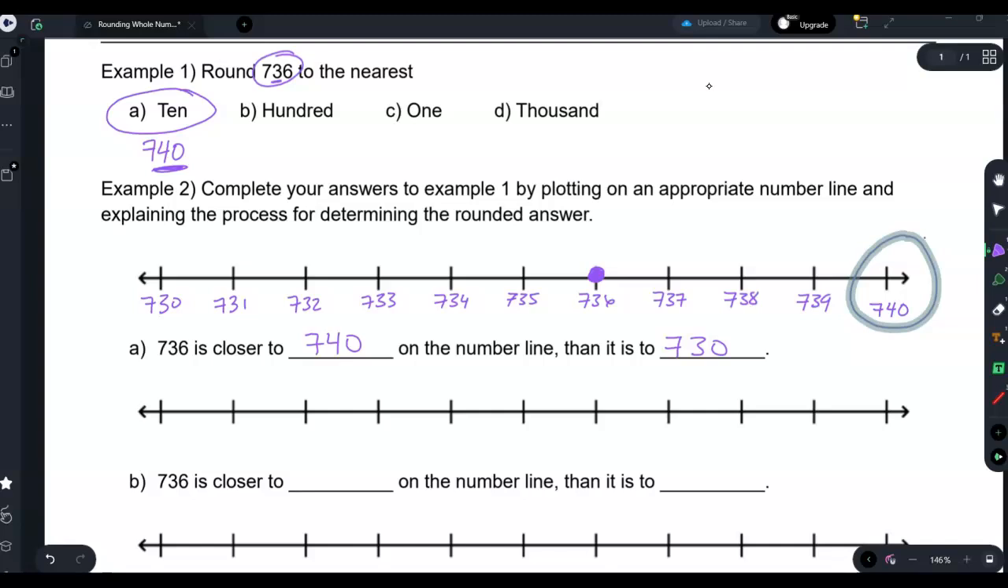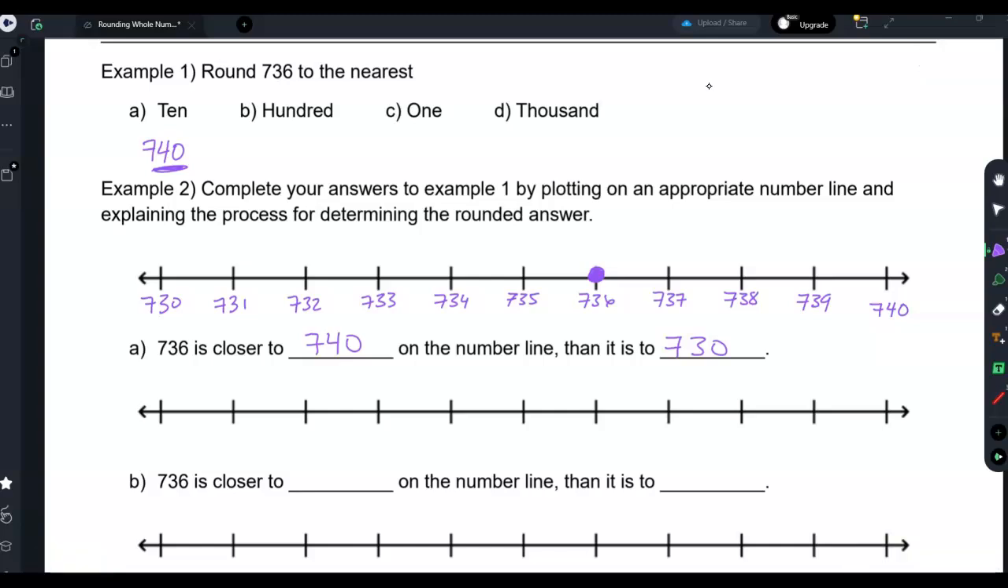And that's all we're really doing when we round: we're just seeing which 10 or which 100 or which 1,000 or whatever we're rounding to, which one is it closest to. So then let's do this again for part B. So we have the same number. We're going to get totally different answers and totally different number lines depending on what we round to.